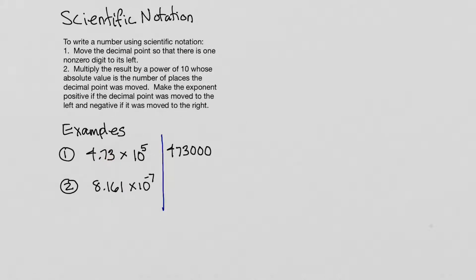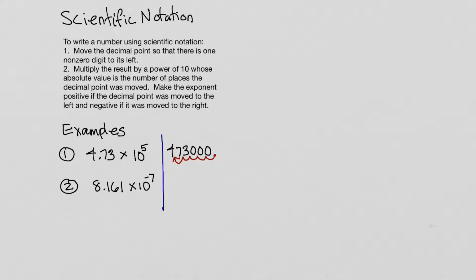Let's start with this first one. Look at this number over here. What it is, 473,000. Now, there's an implied decimal point right here. Now, what we want to do is move this decimal point, right? Move that decimal point so that we get it into this position where there's one non-zero digit to the left. So we're going to have to move it, right? We're going to move this 1, 2, 3, 4, 5. We're going to move that decimal point 5 places to the left.